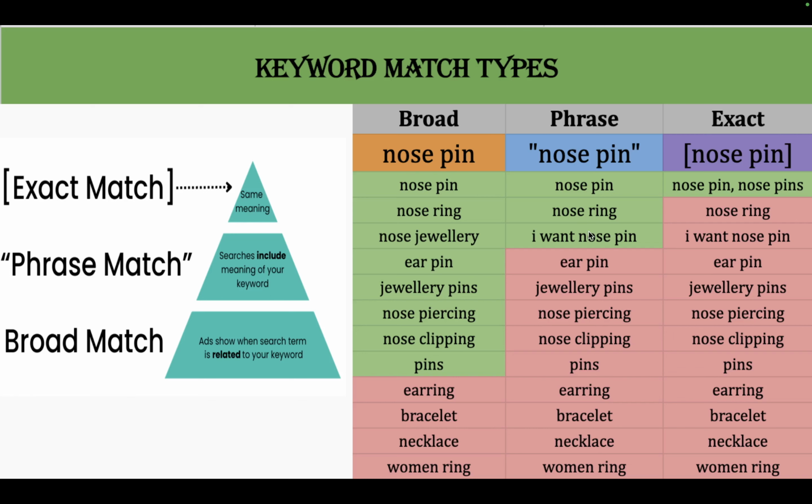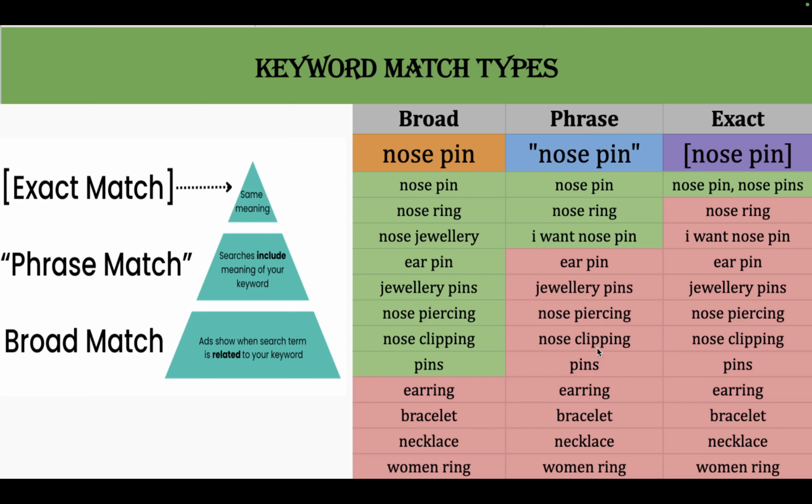So now the ad will show up when people are searching for nose pin, nose ring, I want nose pin. Any query which has these two words in it, or any query which has the same meaning. Now the ads will not show when people are typing ear pin, or jewelry pins, or in fact when people are typing pins or nose clippings.